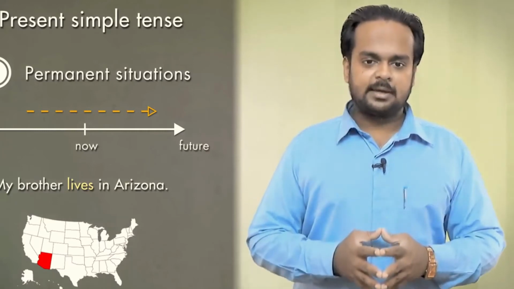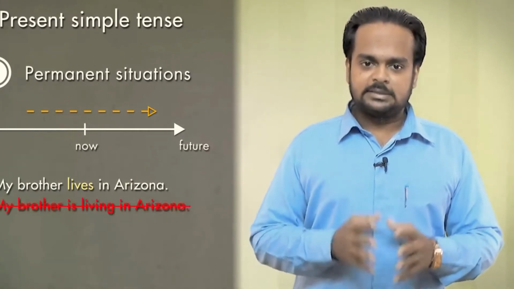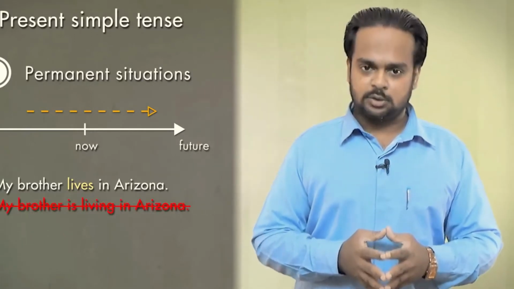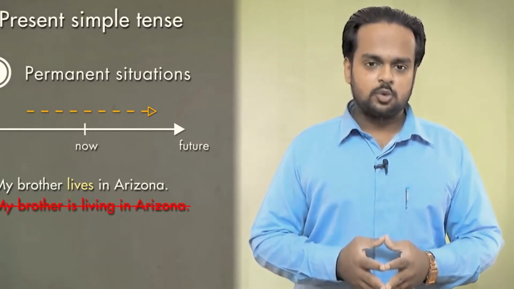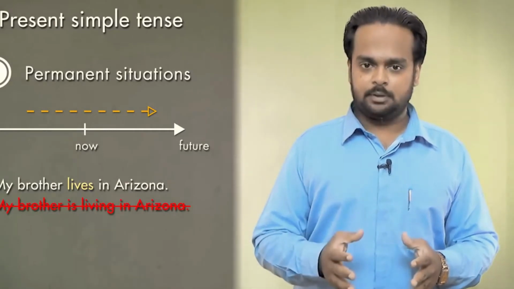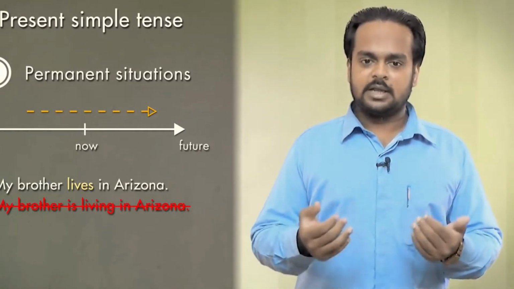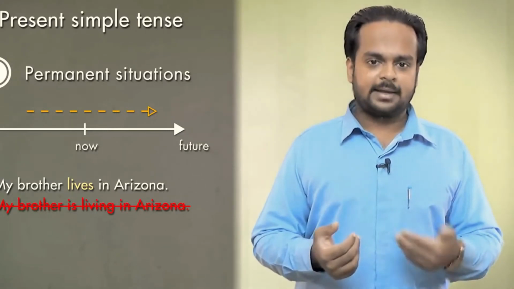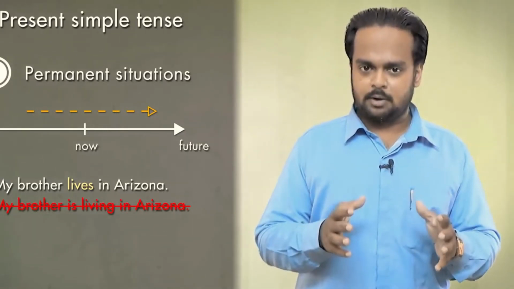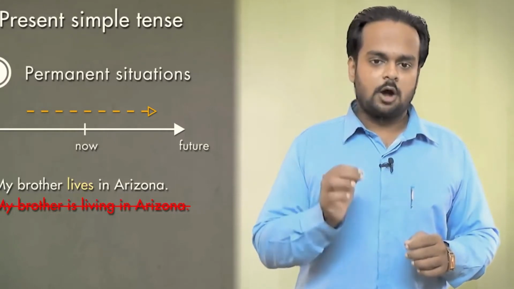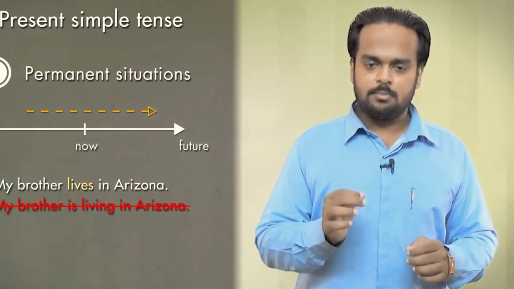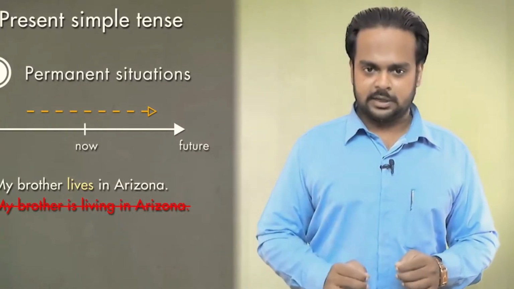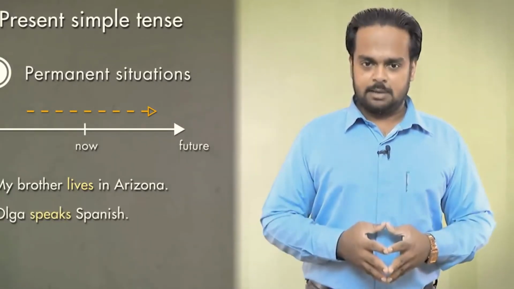A common mistake is to say, my brother is living in Arizona. If you use an ing or continuous form, then that makes the situation temporary. For example, I could say, my brother is living with me for a few months. When you hear that, it sounds like it's not permanent, it's temporary. But when you want to talk about a permanent situation, remember to always use the present simple and not the continuous tense.